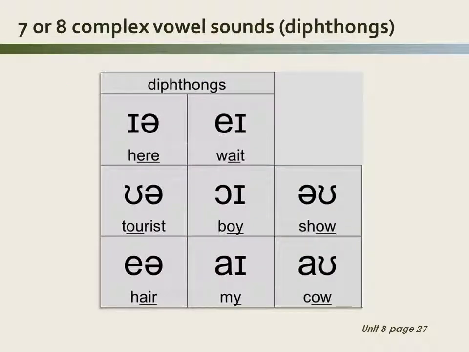We've had a look at simple vowel sounds. We're going to look at the more complex vowel sounds, the ones that require 2 sounds to make them up. You'll see here that I've said 7 or 8. That's because in some New Zealand accents this "air" sound has disappeared and is really replaced by "ear". So depending on your accent, you may or may not want to teach the "air" sound in English.